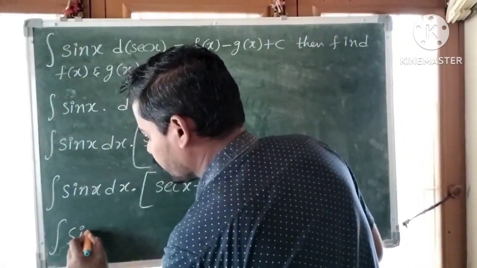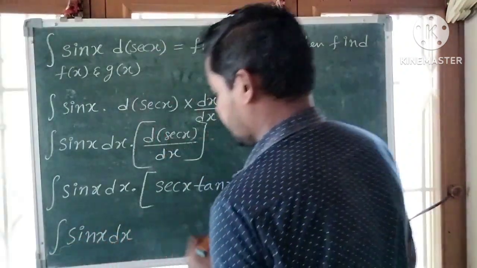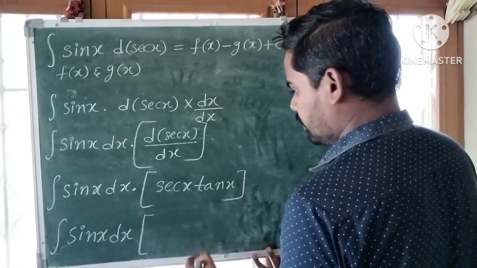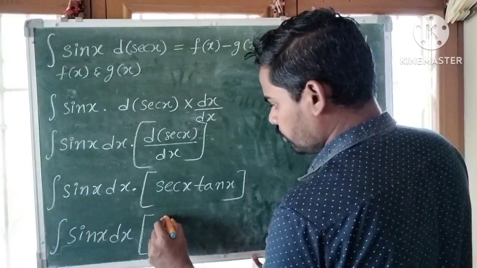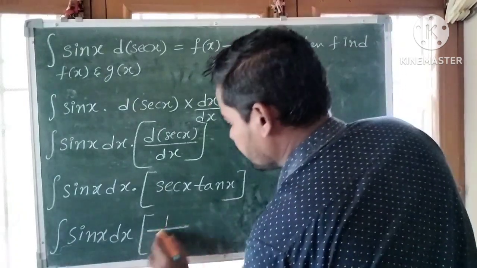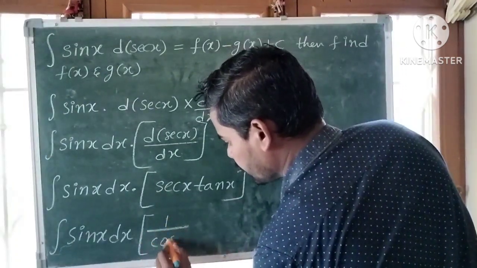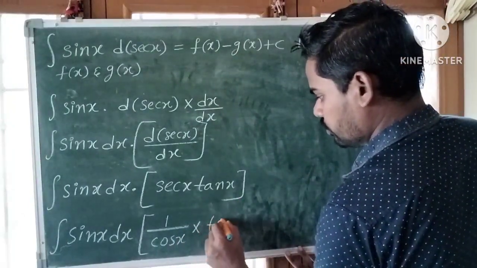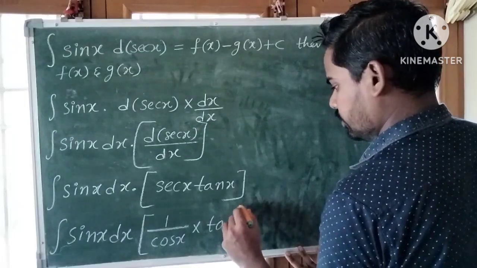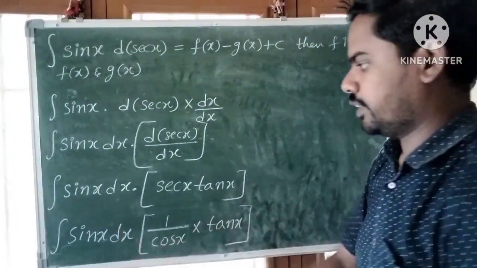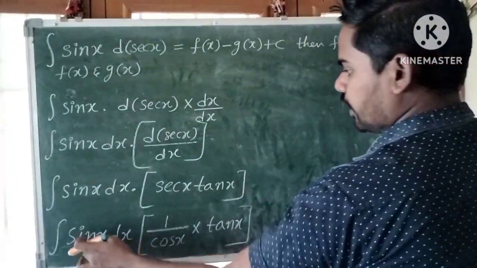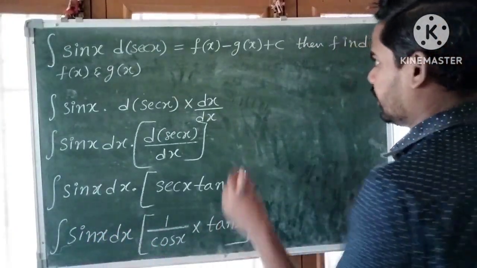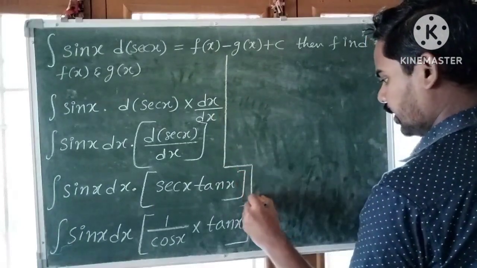Integral sin x dx. Secant x means 1 by cos x, into tan x dx. Sin x by cos x is what? Sin x by cos x, tan x. Sin x by cos x, tan x.